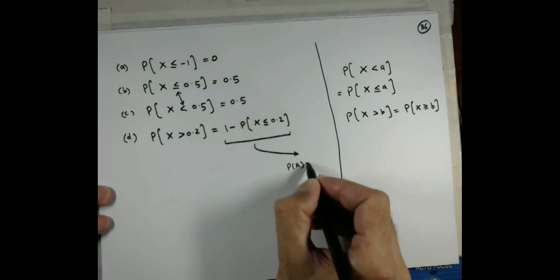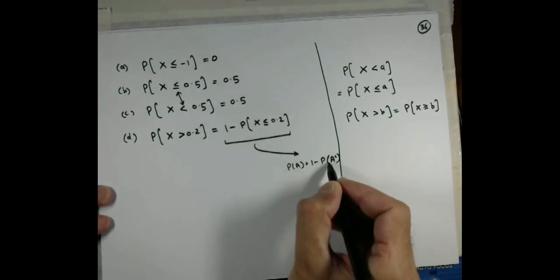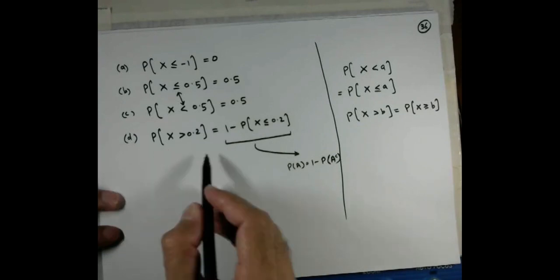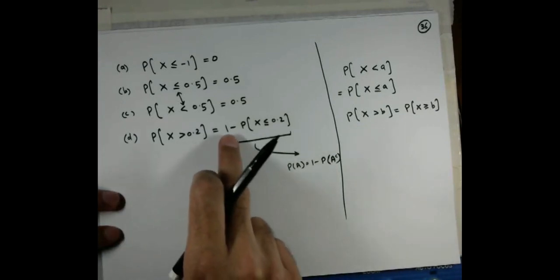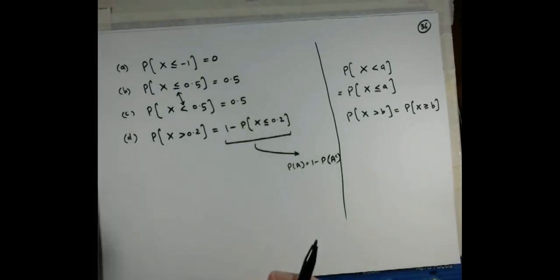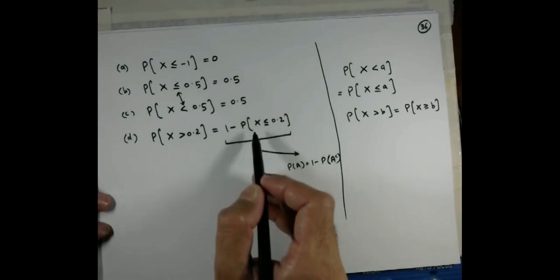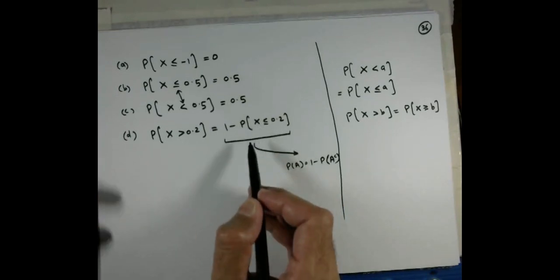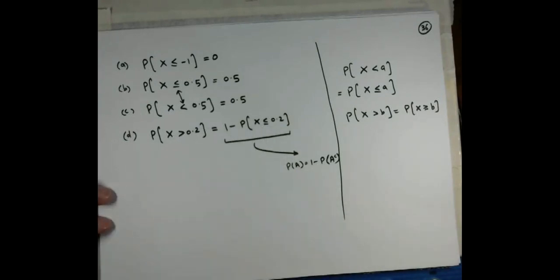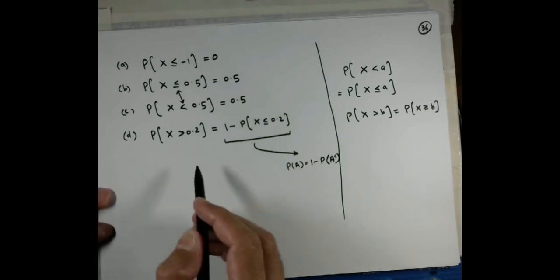Probability of A is equal to 1 minus probability of A complement, that we learned in the first chapter. So this can be written as such. The probability that x is greater than 0.2 is one event, and x less than or equal to 0.2 is another event, which is the complement of this. And so we can write these in this relation. So that is why I have written it as such.